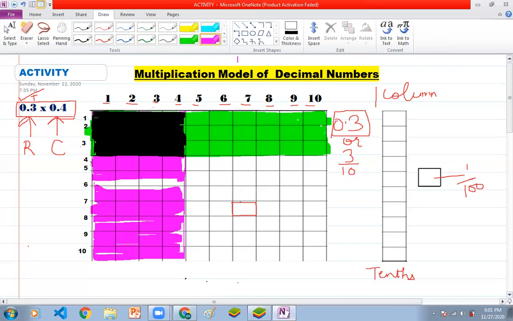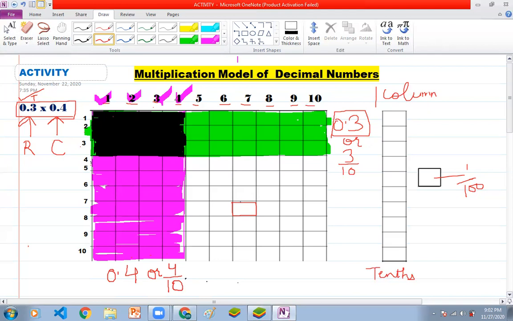You can shade it nicely, right? So this is the 0.4. This is how I am representing 0.4 because I have shaded 1, 2, 3, 4 columns only. And you have to write 0.4 and it is also 4 tenths, right? Because each column is representing 1/10. This is 2/10, this is 3/10, this is 4/10.